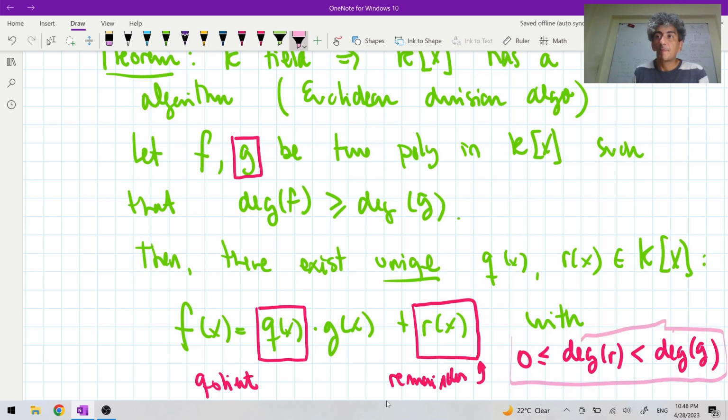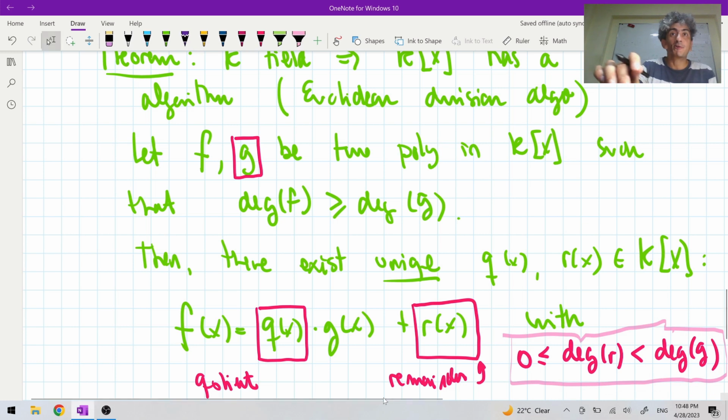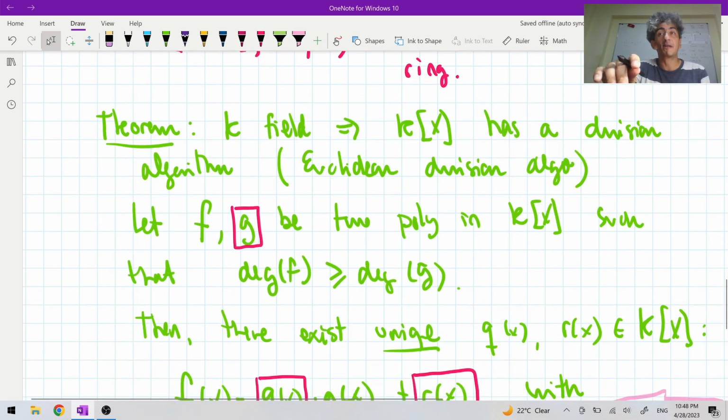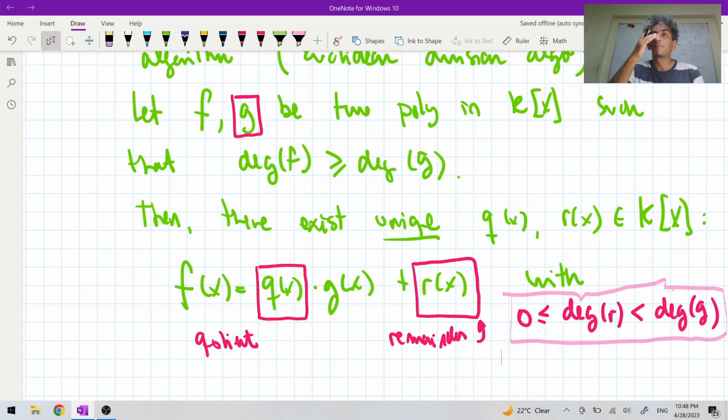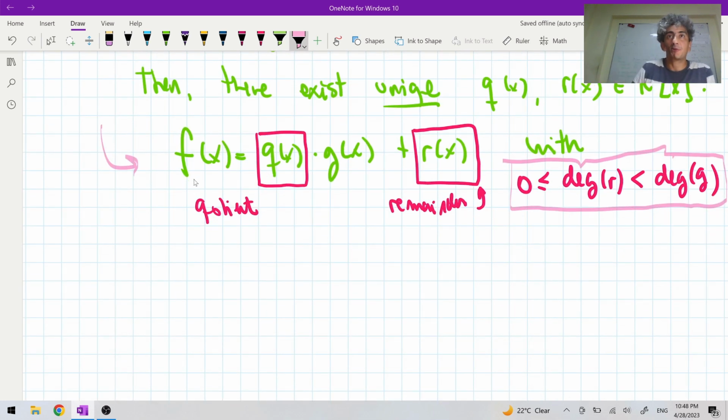Okay, so this is actually a theorem and it can be proved. We will not do this in this video, but we will prove this in a separate video. We will prove that whenever we have a field, k of x has a division algorithm. But for now, we need to understand that whenever we have two polynomials, we can obtain q and r such that this writing is possible. Okay, maybe we can try to give an example.